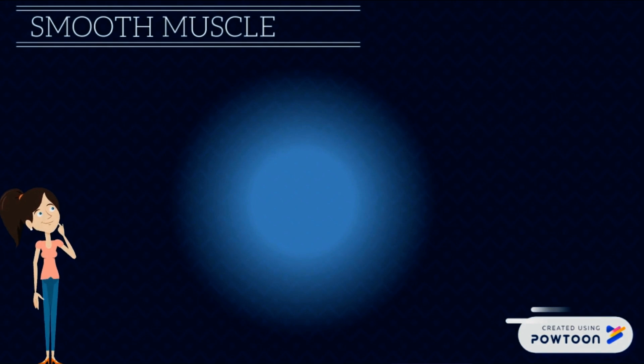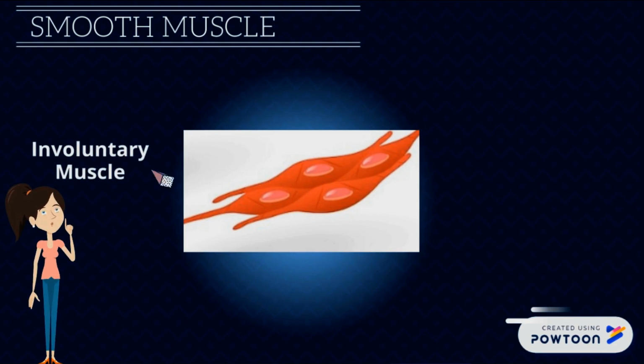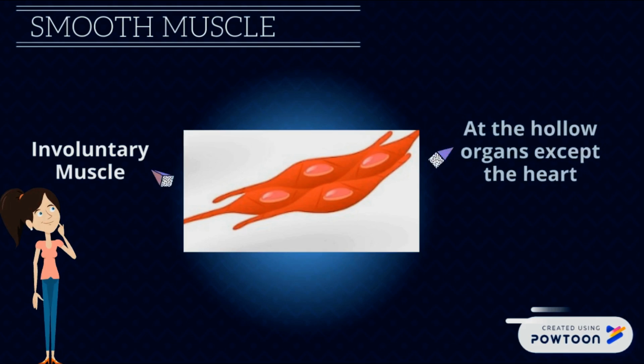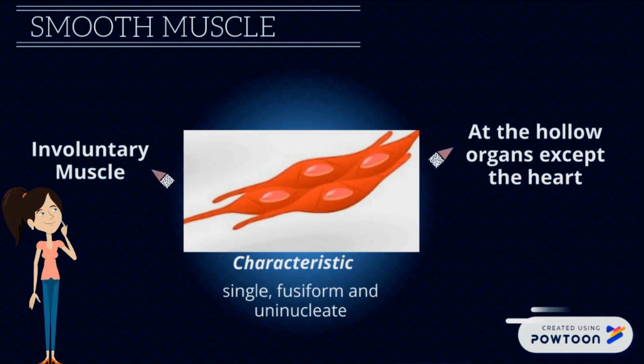The third one is smooth muscle. This muscle is involuntary muscle too, same as the cardiac muscle, because we cannot control our stomach and the food processing that happens. The smooth muscle forms at hollow visceral organs except the heart. The characteristics of these muscles are single, fusiform, and uninucleate.